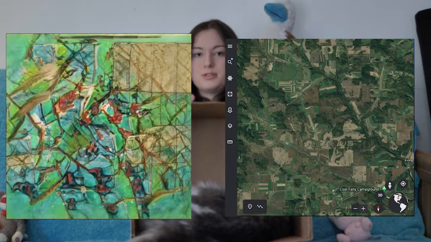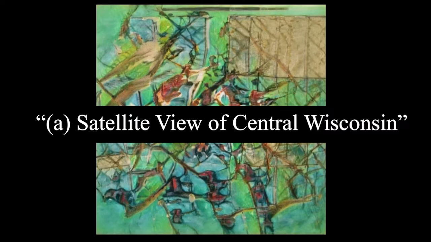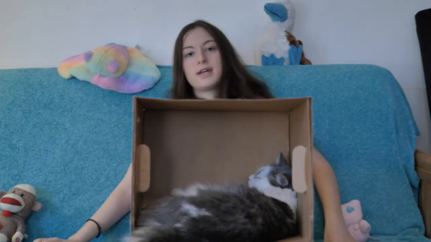Here's the next one. What do you see in this? Because I see central Wisconsin. That's why I'm calling this one a satellite view of central Wisconsin. Look, there's disco.